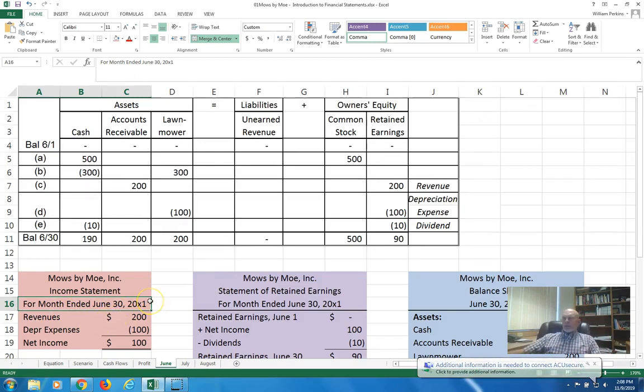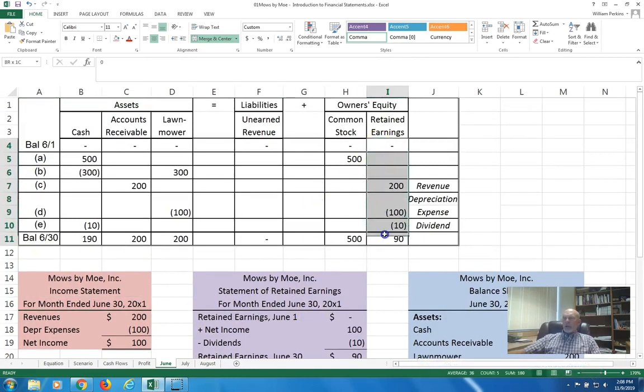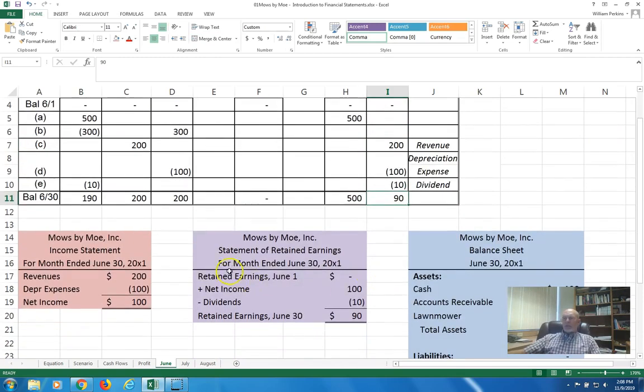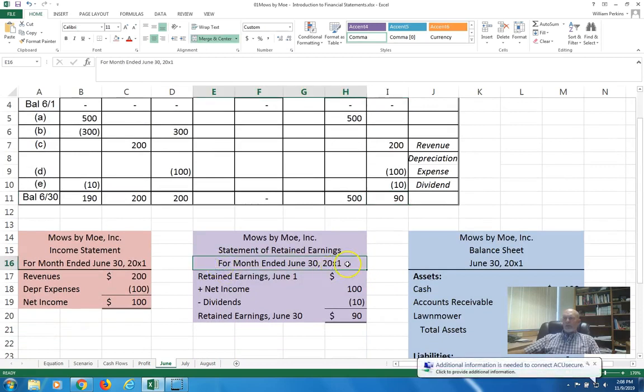The second financial statement is called the Statement of Retained Earnings. And what it does is it summarizes what happened in this retained earnings column, basically explaining how we got from that number at the top of the column, 0 in this case, to that number at the bottom, which in this case is 90. And this all happened, again, throughout the month of June, so the same time period covered by the income statement.